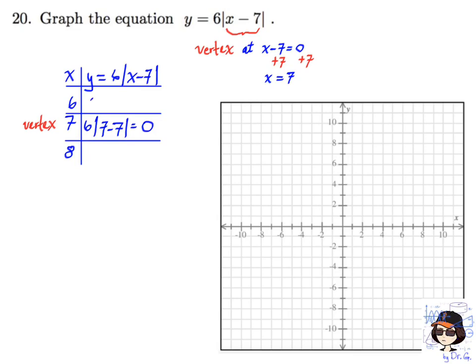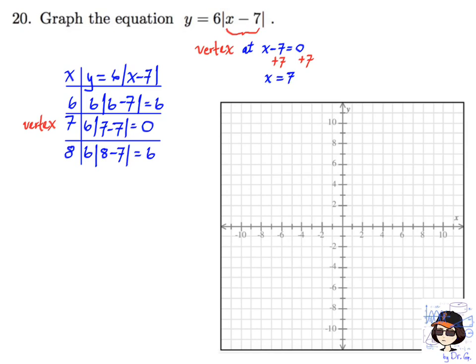So when x is 6, the y coordinate is 6 times the absolute value of 6 minus 7. 6 minus 7 is negative 1, but the absolute value of negative 1 is positive 1. So we get 6 times positive 1, which is 6. So the y coordinate that goes with 6 is 6. The y coordinate that goes with 8, we plug in 8, we get 6 times the absolute value of 8 minus 7. 8 minus 7 is 1. The absolute value of 1 is 1. So again, we have 6 times 1, which is 6.